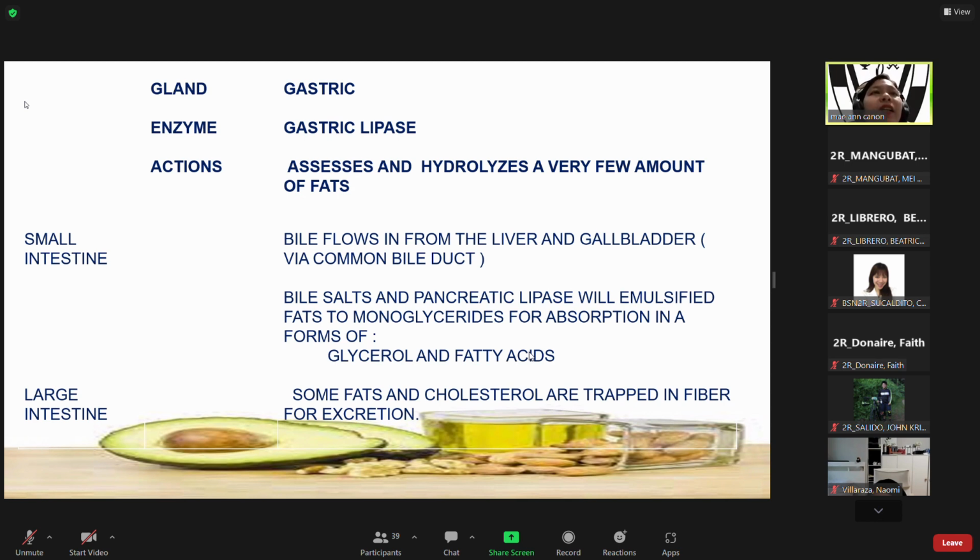Then after the digestion process in your stomach, it will go to your small intestine. The bile flows in from the liver and the gallbladder. Then the bile salt and your pancreatic lipase will emulsify fat into monoglyceride for absorption, to absorb your glycerol and fatty acid. Once absorption happens in your small intestine, it goes next to your large intestine, where some fats and cholesterol are trapped in the fiber for excretion. Then after that, it will be excreted through your rectum.